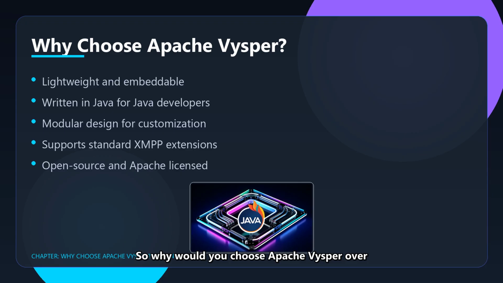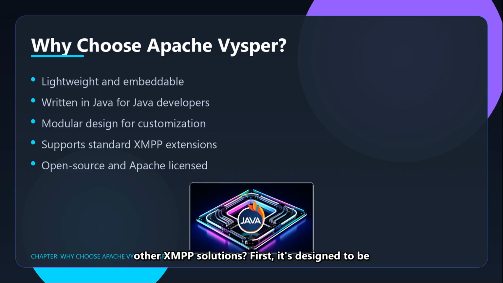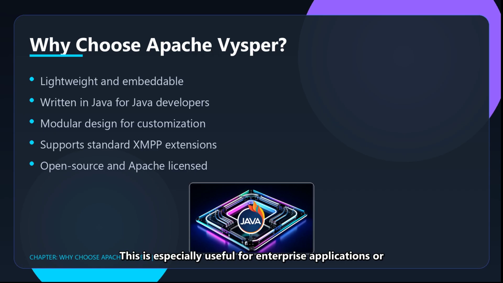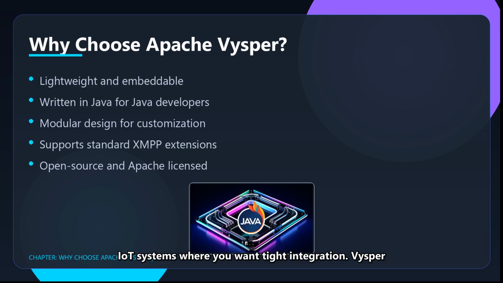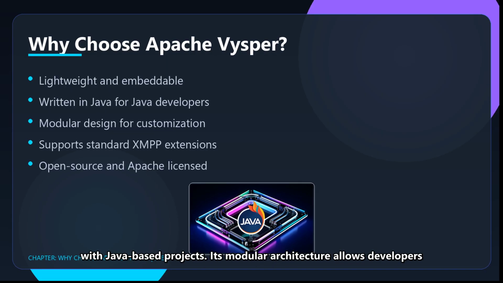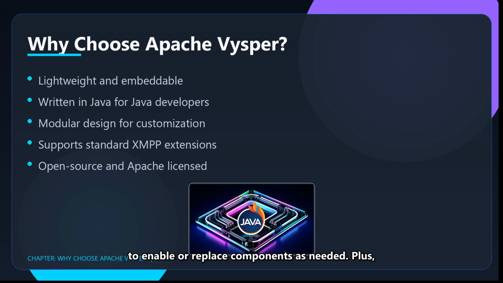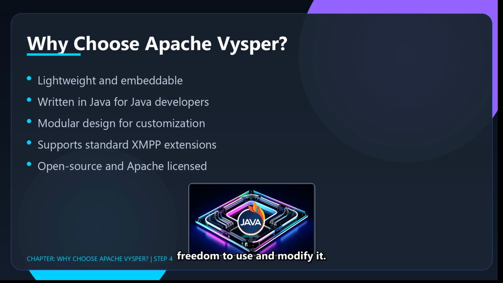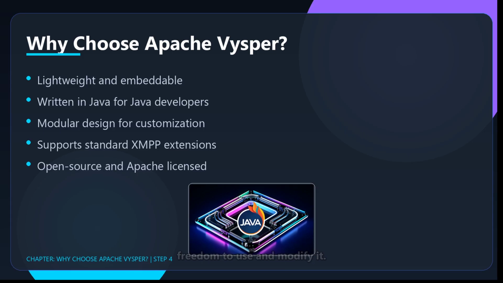So why would you choose Apache Vysper over other XMPP solutions? First, it's designed to be lightweight and embeddable, meaning it runs within your Java application rather than as a standalone server. This is especially useful for enterprise applications or IoT systems where you want tight integration. Vysper is written in Java, so it integrates seamlessly with Java-based projects. Its modular architecture allows developers to enable or replace components as needed. Plus, it's open source under the Apache license, giving you freedom to use and modify it.